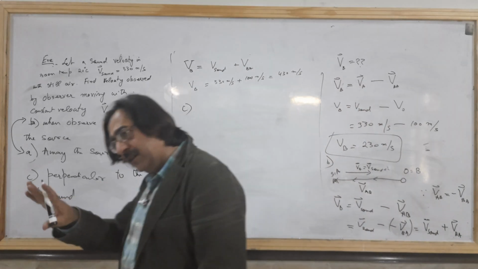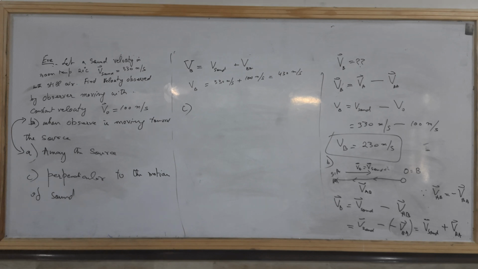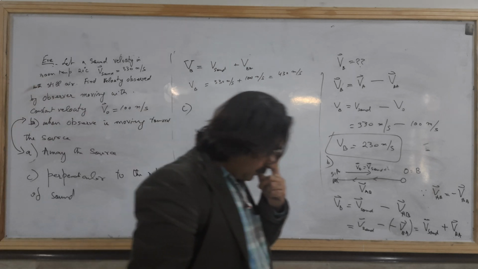Actually, we are finding only the VB, but the case is different. If B is moving toward the source, away from the source, or perpendicular to the source. Oh, sorry, if A is moving, okay, so it's perpendicular to the motion of sound.